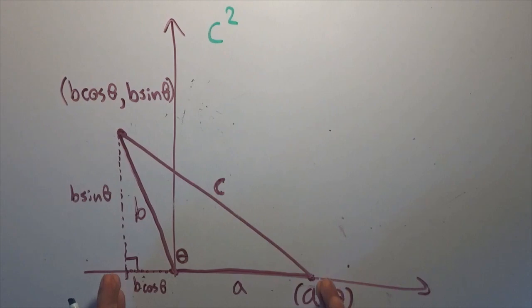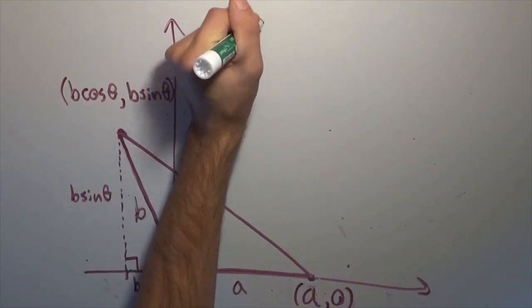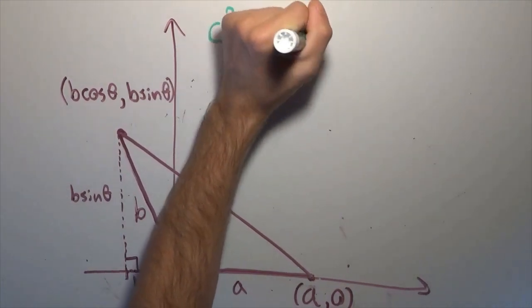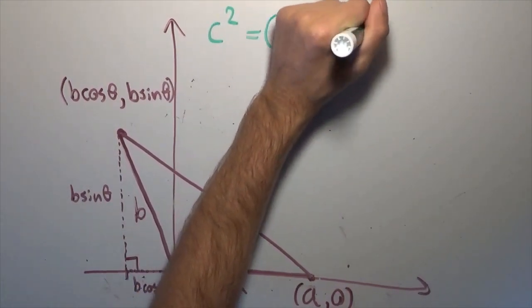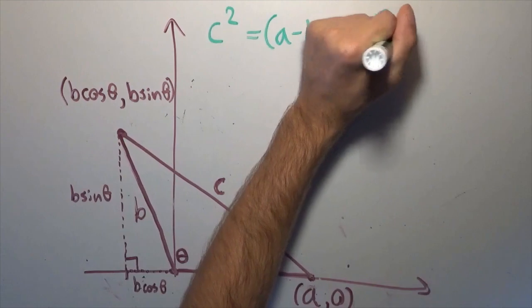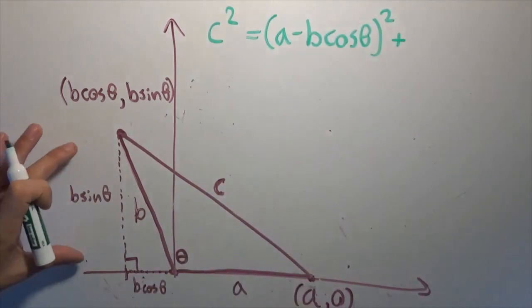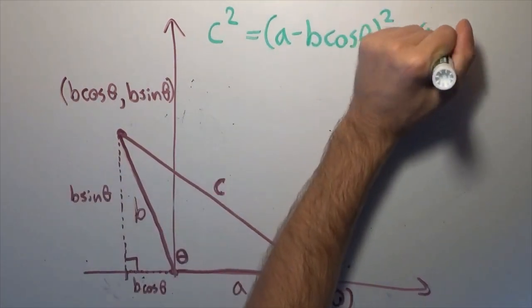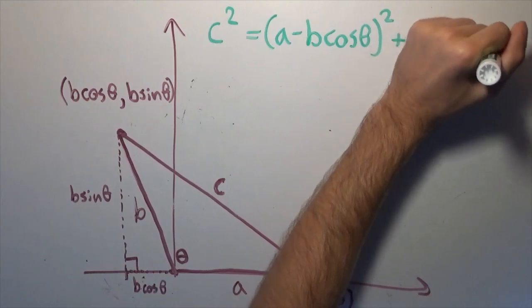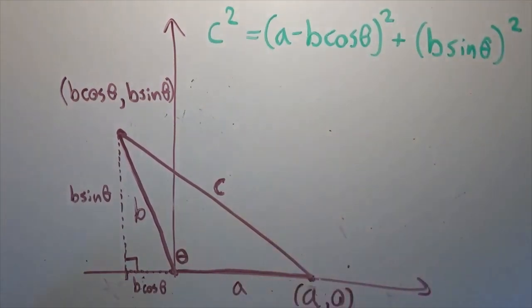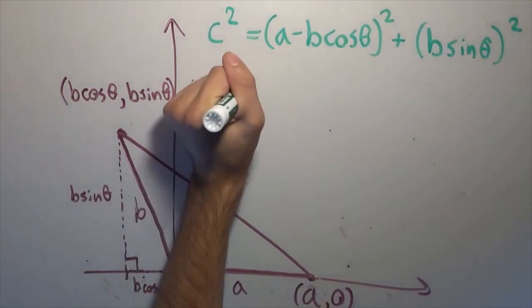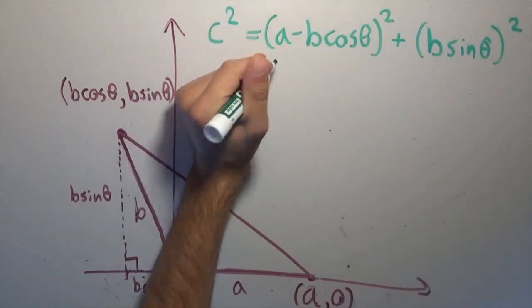The length of this is the difference between the two pieces, right? So it's A minus b cosine theta, and it would be minus b cosine theta no matter where that point was, 0, positive, or negative. So it's going to be equal to A minus b cosine theta all squared plus, and then what's this side of the triangle? It's just b sine theta. So b sine theta squared. And all we have to do is FOIL these things out. This will always be equal to c squared, so I'm not going to necessarily rewrite that.